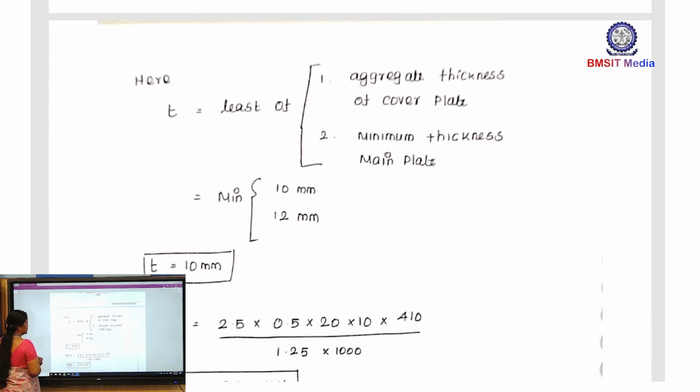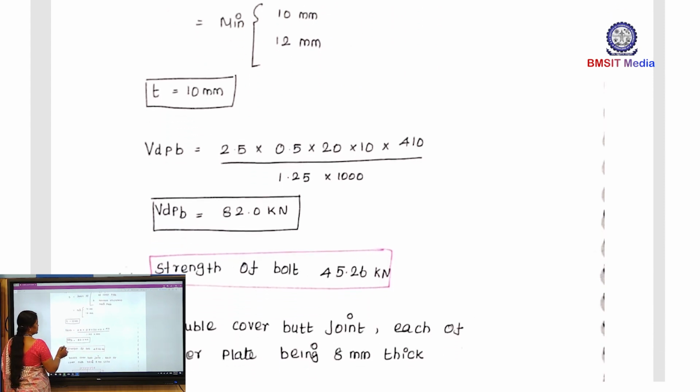What is the bearing strength? Bearing strength is 82.0 kilonewton. So, which one is minimum? 45.26. So, the strength of one bolt equals 45.26 kilonewton. Now, coming to the third case.